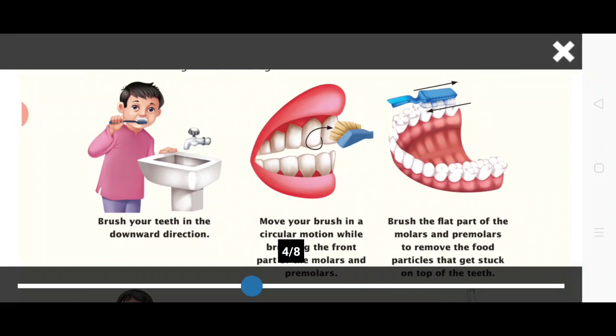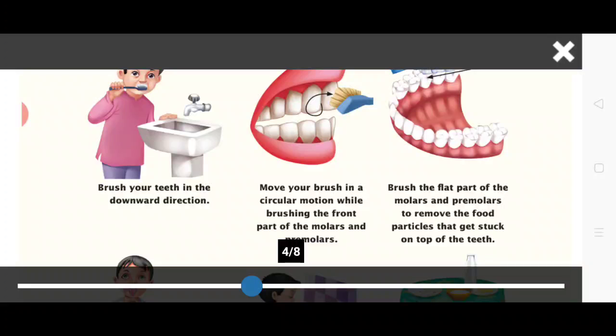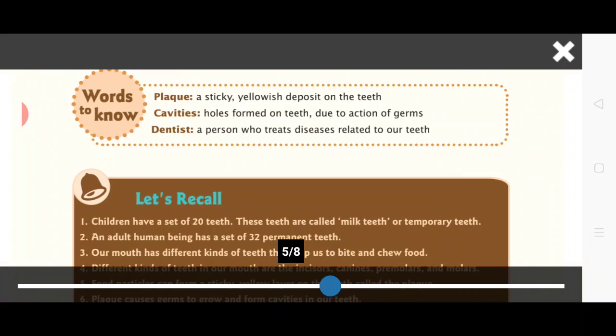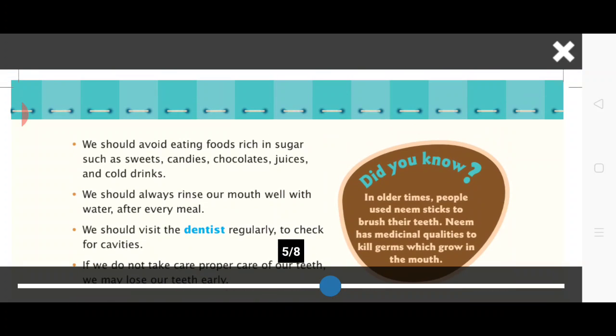Start by cleaning the outer surface of all the teeth by up and down and circular movements of the brush. Then open your mouth wide and start by cleaning the inner surface of teeth of the lower and upper jaw with back and forth strokes. Then clean the biting surface of the teeth with back and forth strokes of the brush, and then rinse your mouth well.